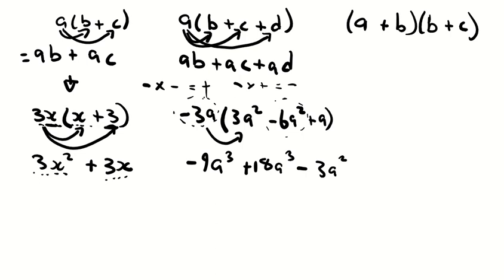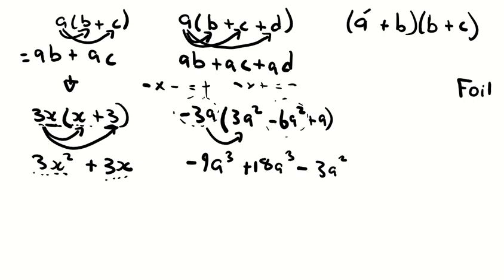In this one, we're going to use something called the FOIL method. Let me write it here. FOIL, where F stands for the first terms being multiplied, O stands for the outer terms that you're multiplying, I stands for the inner terms that you're multiplying, and L stands for the last terms. See, this is how it works.